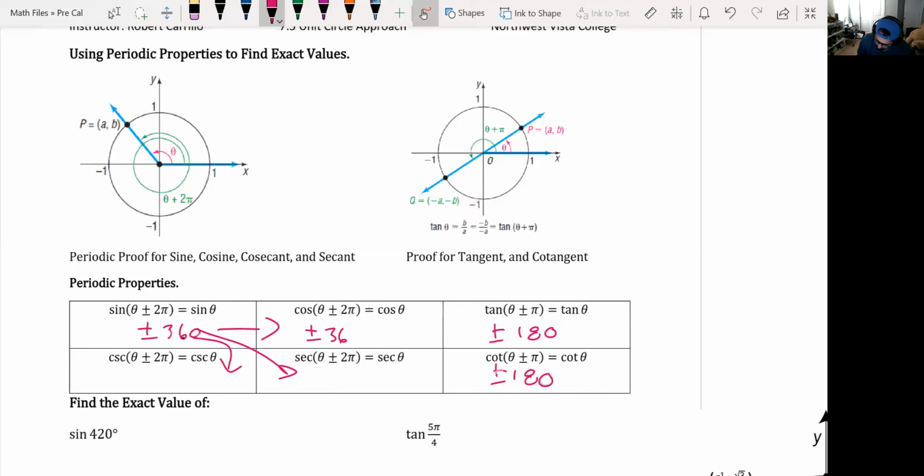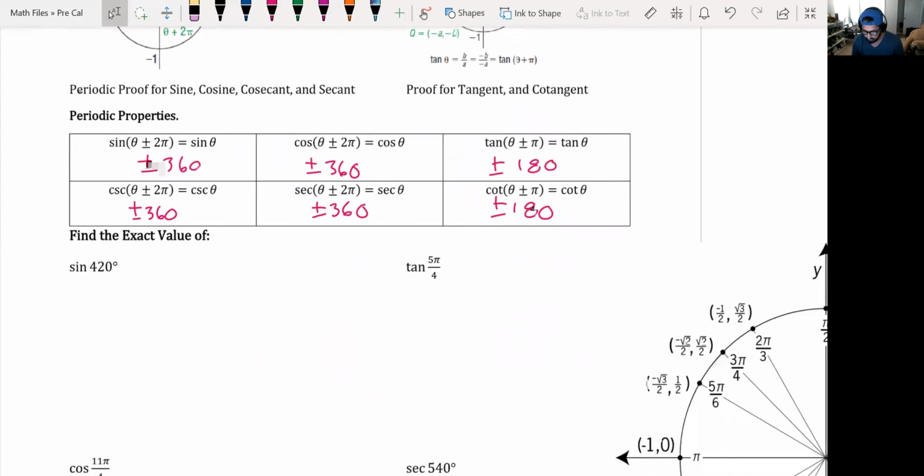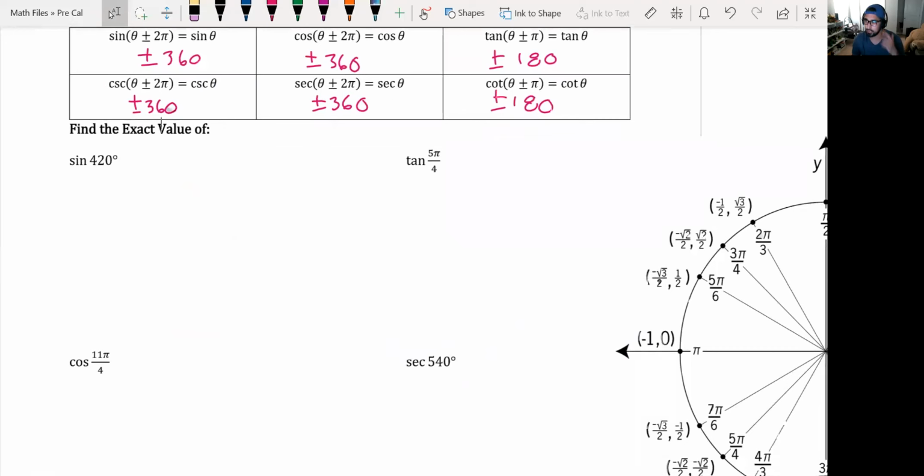It wouldn't take me long to write that in there. One moment. Okay. It was coterminal angles, that's right.